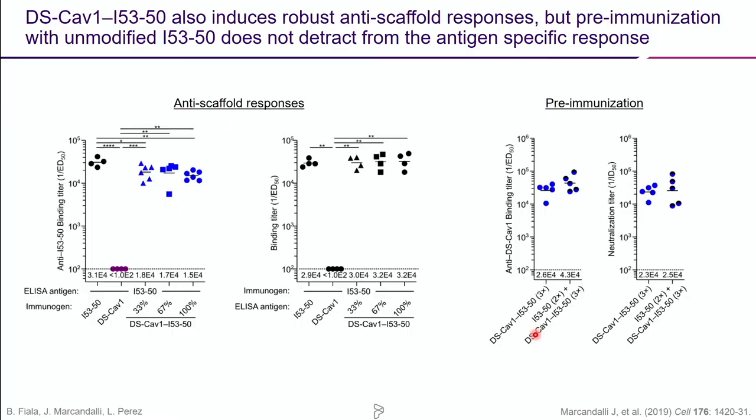So just the nanoparticle itself, no antigen, and we generated high levels of anti-scaffold antibodies, and then came in and boosted those animals with the antigen-bearing particle. And what we found is that, compared to animals that did not receive the pre-immunization, there was no deleterious effect on the level of antigen-specific antibodies or virus-neutralizing antibodies. So at least in this particular model, that anti-scaffold response doesn't seem to have an effect.